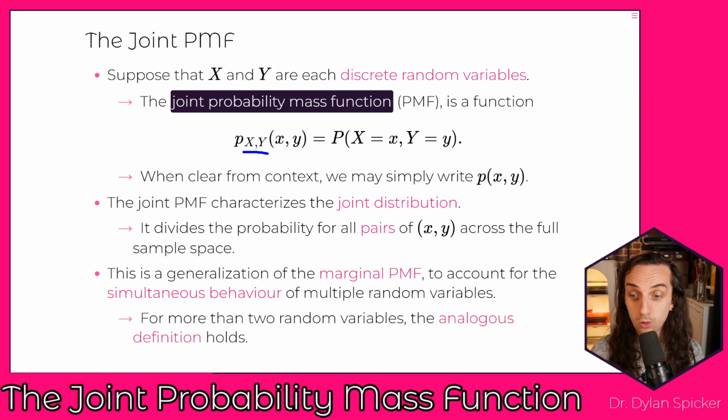Right? If you have more than two random variables, then we have the analogous definition. So if you have x, y, and z, then you could plug in three different values, and it gives you the probability that x is equal to the value you plug in for it, y equaling the value you plug in for it, and z equaling the value you plug in for it, all at the same time.